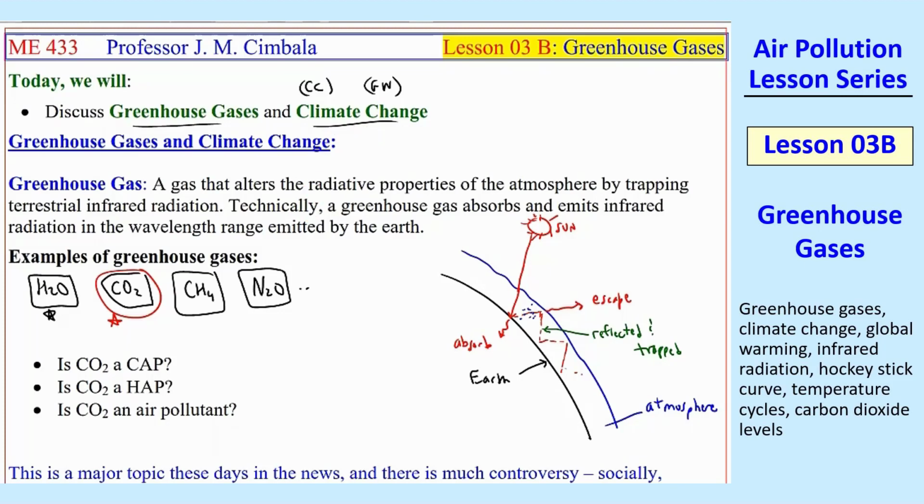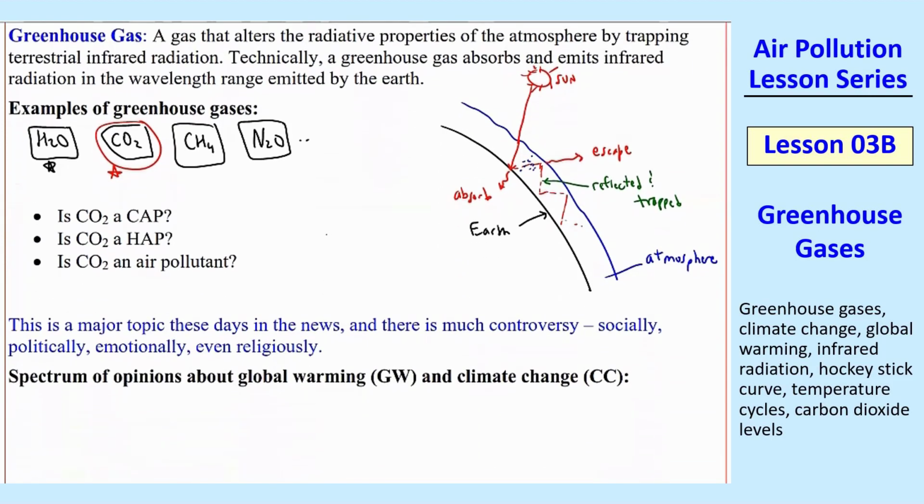So let's talk about CO2, since that's the one that's always in the news. Is CO2 a CAP? Well, you should remember your CAPS criteria air pollutants. It is not. CO is one, but CO2 is not. It's not an air pollutant in the sense of a CAP. Is it a HAP, a hazardous air pollutant? No, it's not on the list. So can we call CO2 an air pollutant?